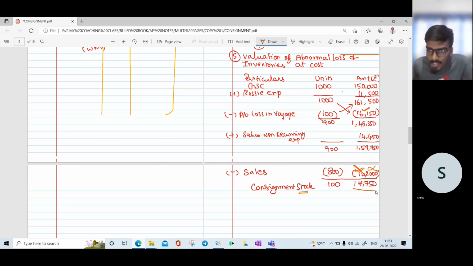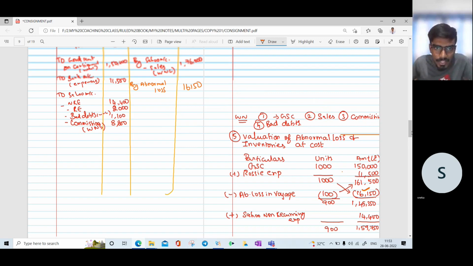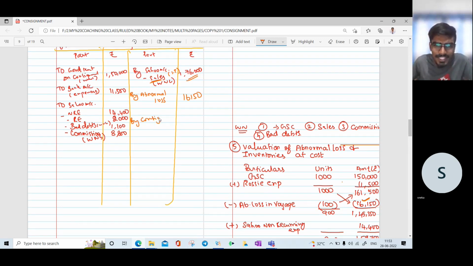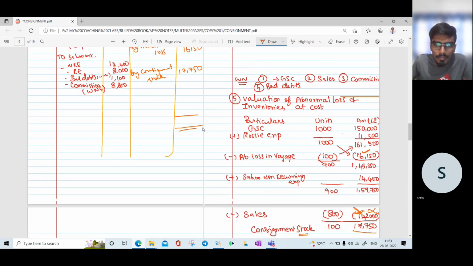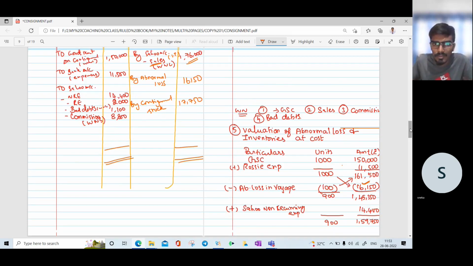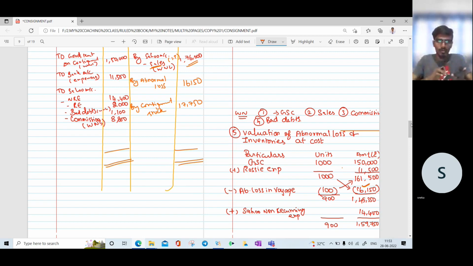Then the consignment stock is 17,750. You should write it as by consignment stock, or inventories on consignment, anything you can write. By consignment stock, how much? 17,750. Make a total calculation. 1,17,000, 16,150, 17,750, you will get 2,09,900.